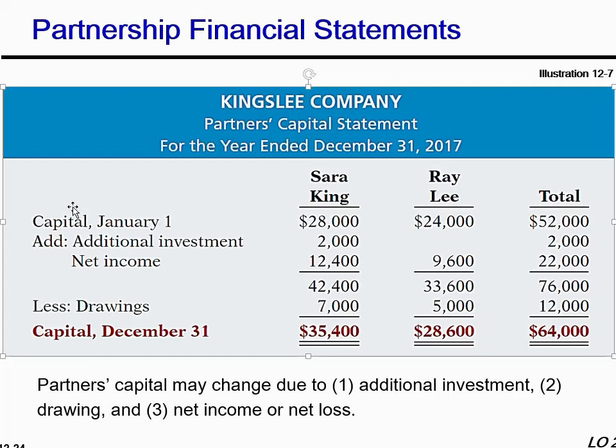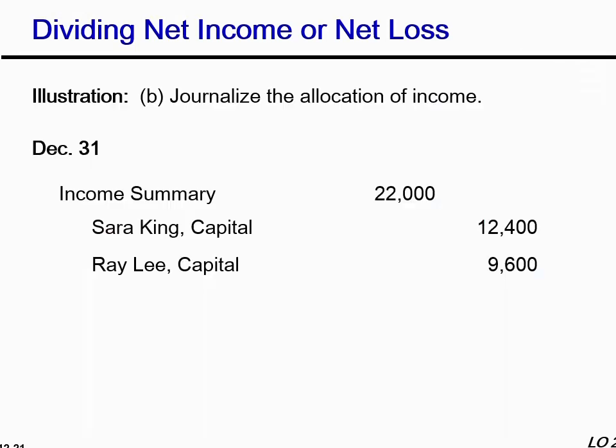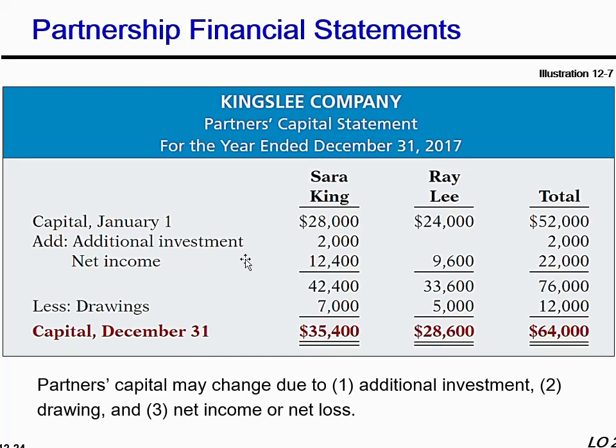Then, in the previous slide, I showed you that Sarah made an additional investment of 2,000, which increases her capital. The 2,000 is added to her account. Then we distributed the net income among the two partners by preparing the schedule of division of net income. Total net income was 22,000. Sarah got 12,400 and Ray got 9,600, and these have been added to their capital accounts.